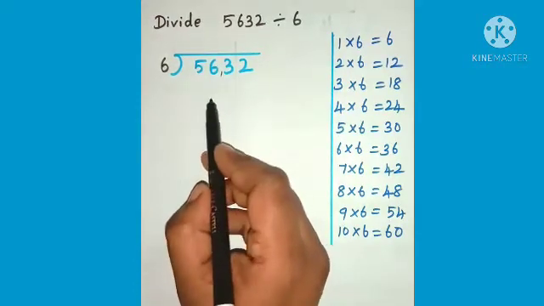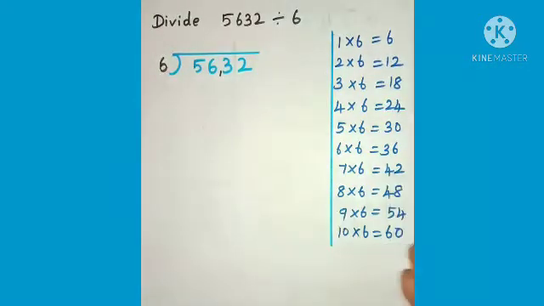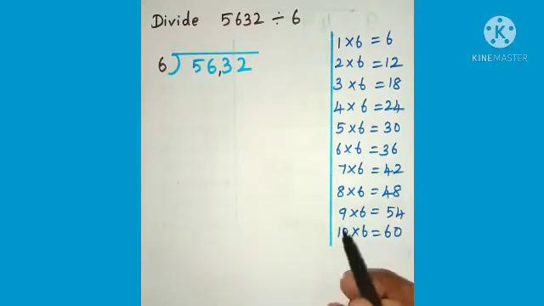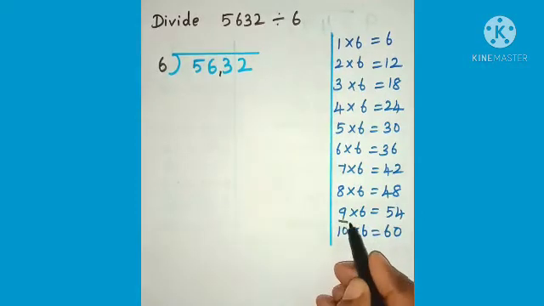56 is divided by 6. Look at the table. 56 lies between 54 and 60. And here we have to choose the exact value or else the smaller one. Here the smaller value is 54. 9 6s are 54. 9 is our quotient.